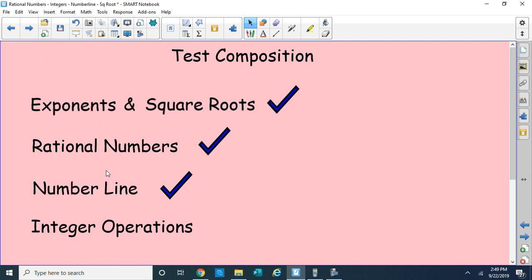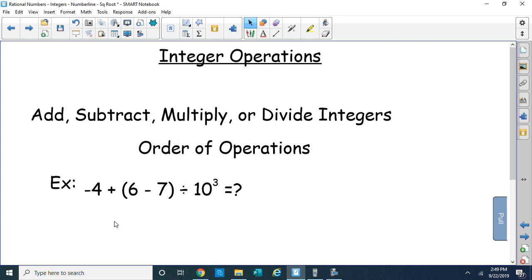Well, we've conquered everything. We're down to our last topic, integer operations. We'll add, subtract, multiply, or divide integers and use orders of operation. Here we have different types of problems. Some have negative numbers, exponents, parentheses, and division. So here we've got a lot of stuff to do.